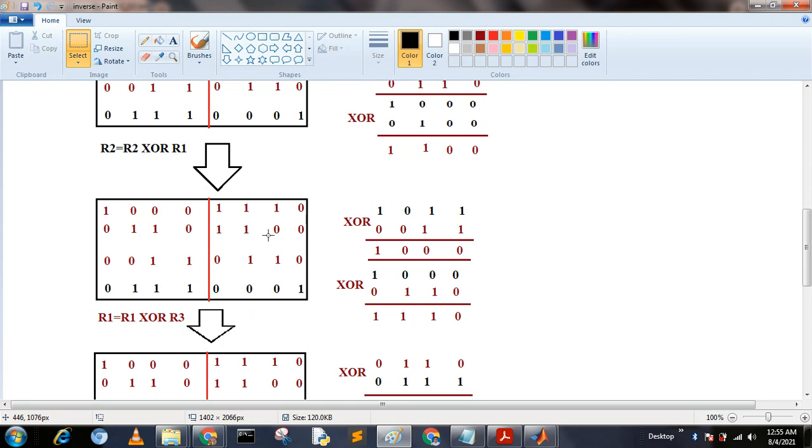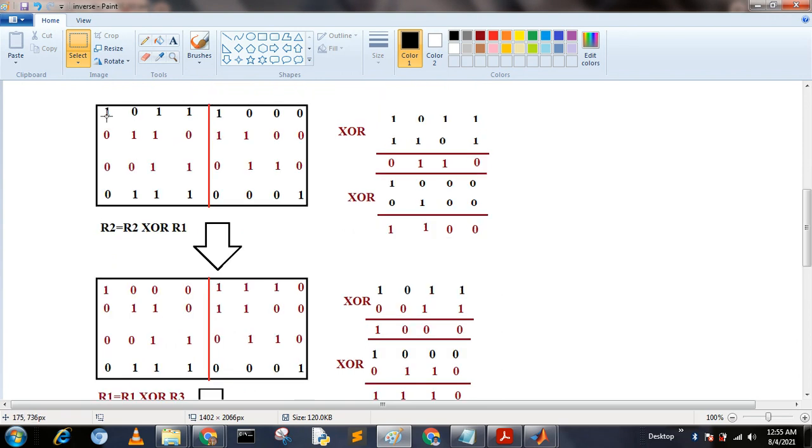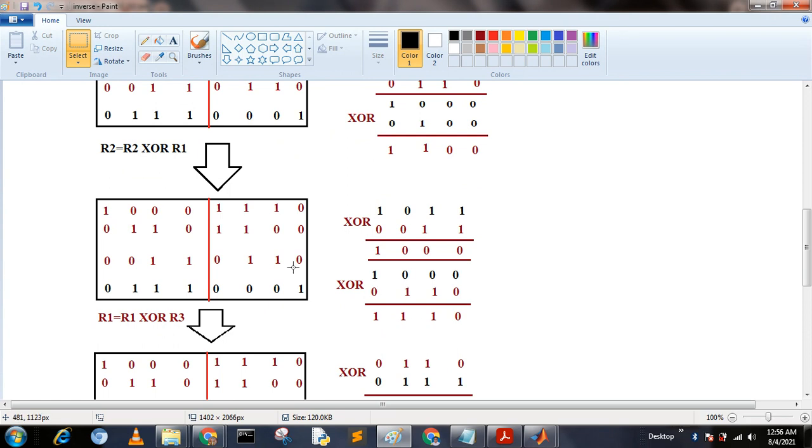Then we apply the third operation, that is R1 XOR R3. Now I take the R1 value 1011 and the R3 value 0011. Then after applying the XOR operation, we get 1000. We write it as 1000, and again here 1000, and here 1000 and 0110. We get this value, 0111. We write it here. This is the third matrix.